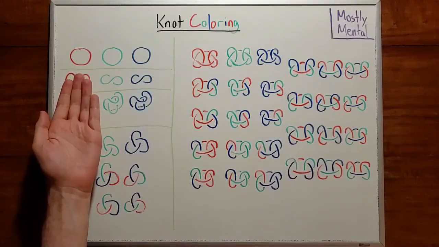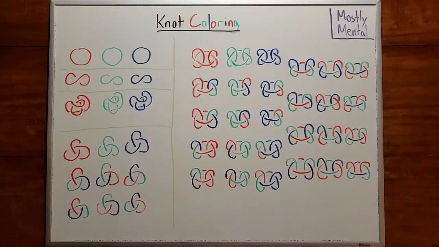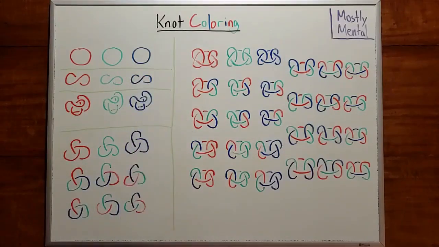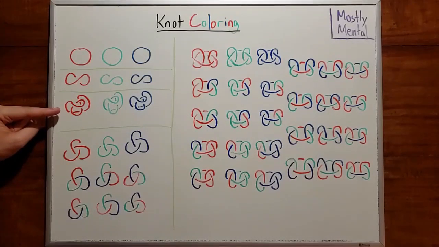Here we have the unknot. Clearly, there's only one strand, which we can color in three ways, for a total of three colorings. And whether we draw it like this, or like this, or like this, you can check that the number of colorings doesn't change. It's always just the three solid colors. As an exercise, you should also confirm that this really is a diagram of the unknot.